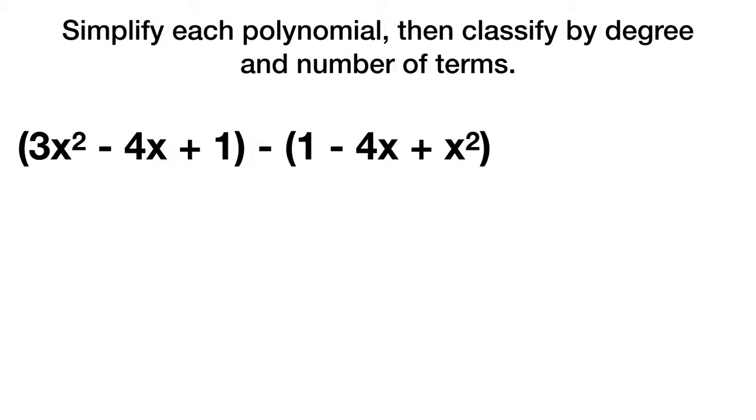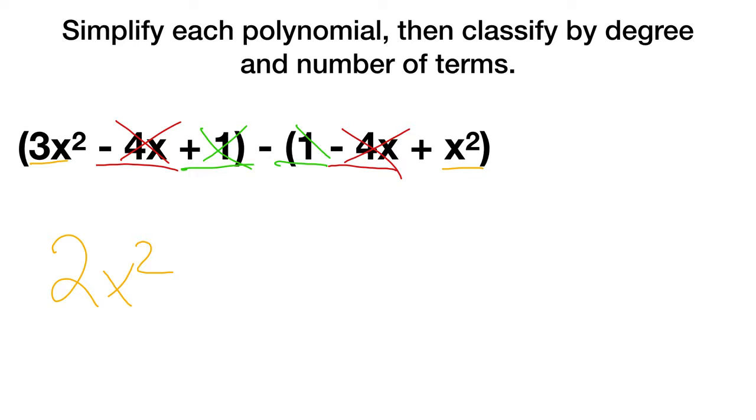Now let's try this one. Ooh, notice that we're subtracting. So 3x squared minus x squared ends up being 2x squared. Now the next part, negative 4x minus, so that's plus 4x, those are going to cancel out. And 1 minus 1, those also cancel out, meaning we just have a quadratic monomial.